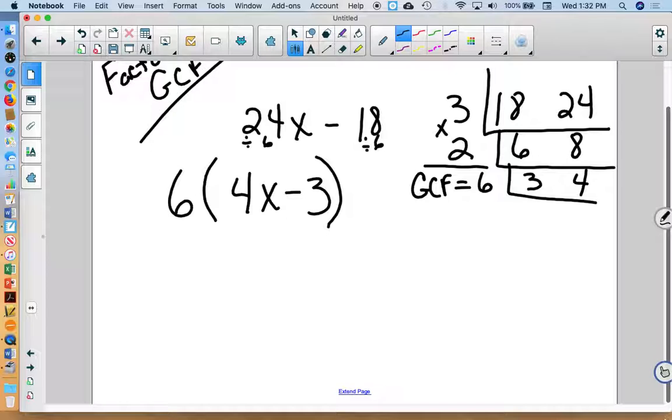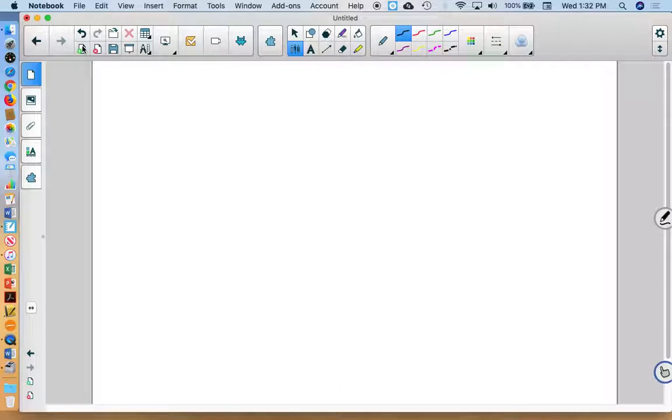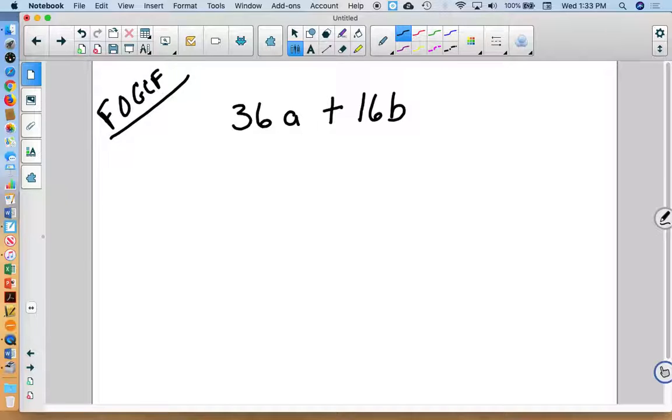Okay, so I'm going to do another one. We're going to do one more of those. What if I say 36a plus 16b? And I want to factor out the GCF. Okay? So what is the greatest common factor between 36 and 16?